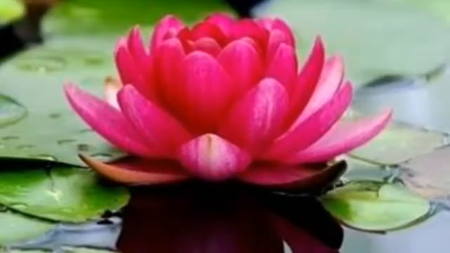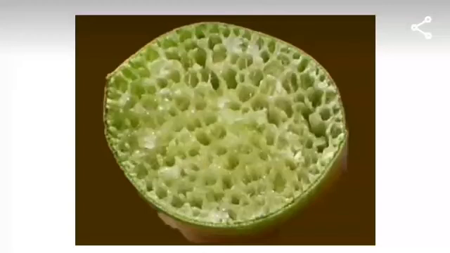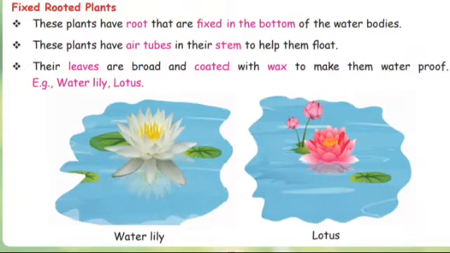Second one, fixed rooted plants. These plants have roots that are fixed in the bottom of the water bodies. These plants have air tubes in their stem. These air tubes help the plant to float. Their leaves are broad and coated with wax.